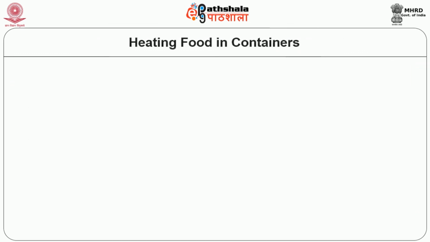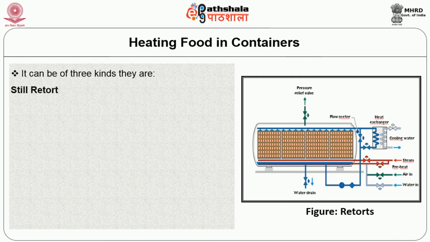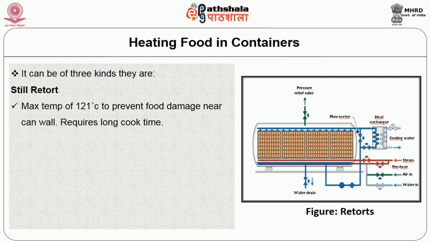The next is heating of food in containers. It can be of three kinds. They are still retort. The maximum temperature of a retort is 121 degrees Celsius to prevent food damage near the can wall. It requires a long cooking time. The next is the agitating retort. It requires a shorter cook time and it creates less damage to foods.